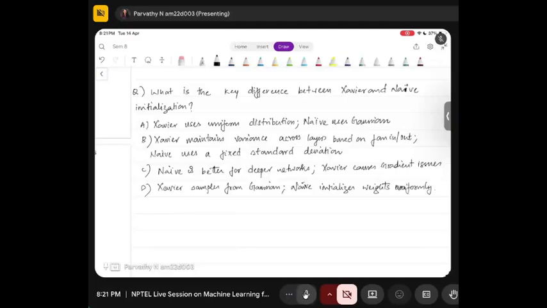What is the key difference between Xavier and naive initialization? Xavier uses uniform distribution, naive uses Gaussian. Xavier maintains variance across layers based on fan-in, fan-out. Naive uses a fixed standard deviation. Naive is better for deep networks. Xavier causes gradient issues. Xavier samples from Gaussian and naive initializes weights uniformly.